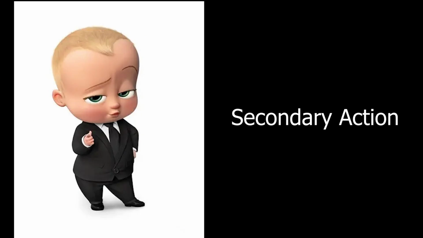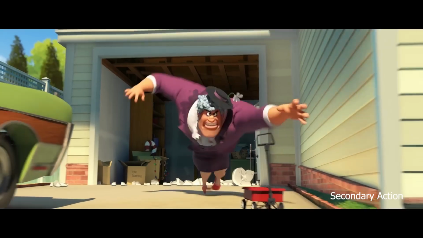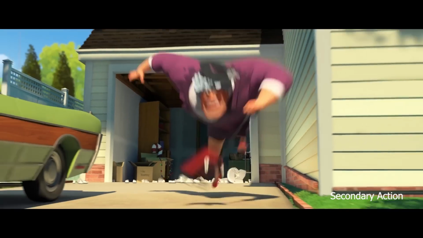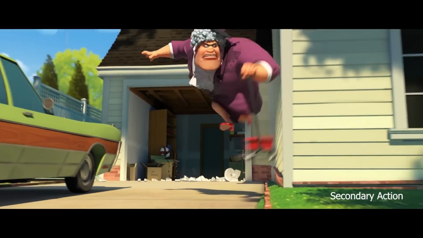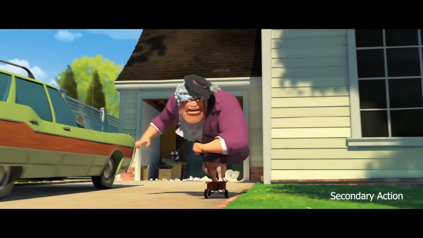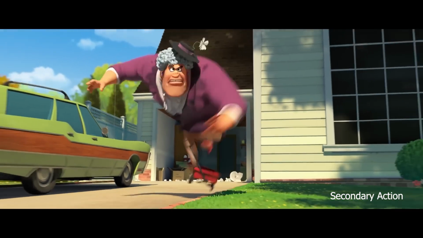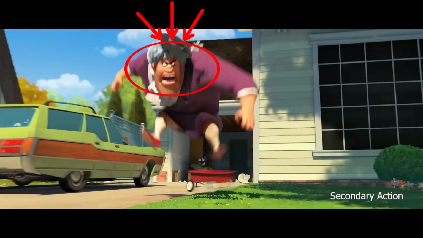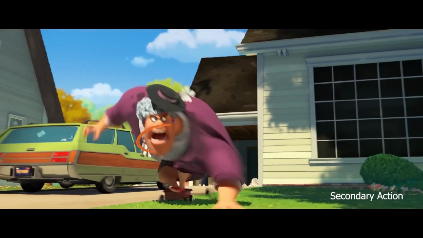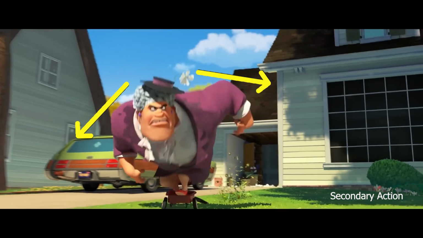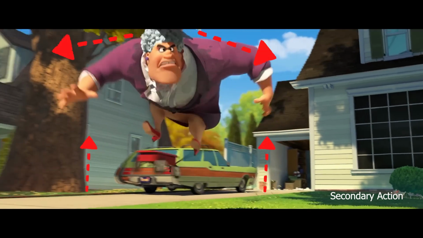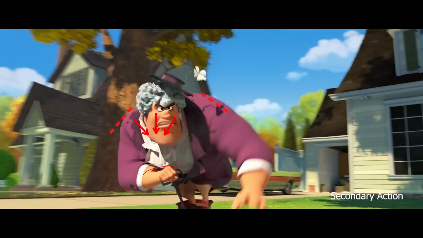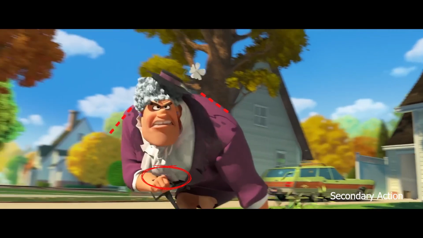Secondary action. This refers to supporting actions that accompany the primary action. When Lady Man is driving a toy car, she is pursuing Boss Baby and Tim. She not only focuses on steering but also grabs the joystick tightly. Her brow furrowed, her eyes wide, her mouth tense and teeth bared, her shoulders stiff, and her clothing swaying slightly. These secondary movements reinforce her anger and nervousness.